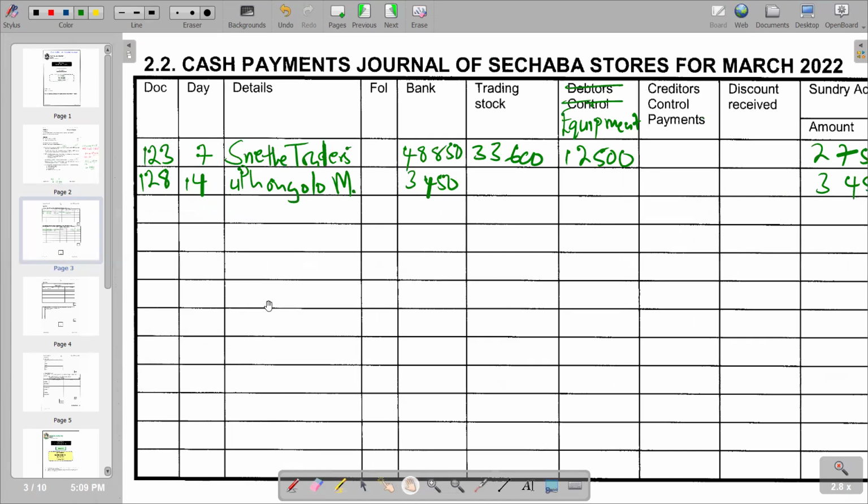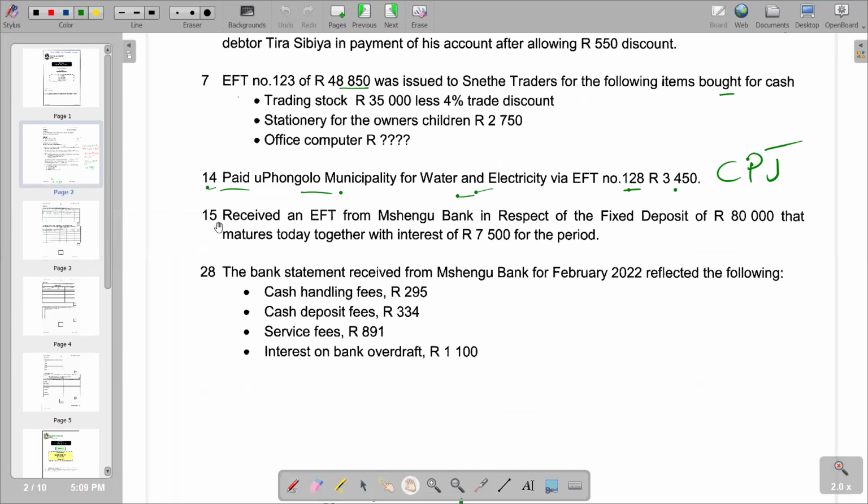We can go to the next one, which is now for the 15th, saying received an EFT from Shengu Bank in respect of the fixed deposit of 80,000 rands that matures today, together with interest of 7,500 for the period. So according to the information given, the fixed deposit that has been received is 80,000, and then the interest is 7,500. It's simple as that. So the total being received is 80,000 plus 7,500, whereby you're going to get your 87,500.